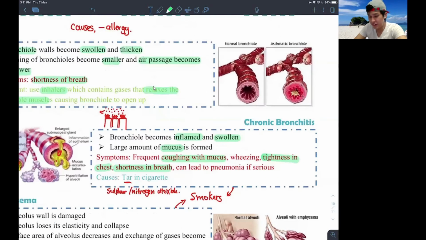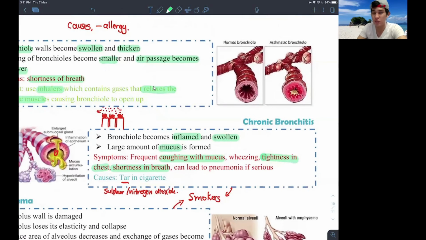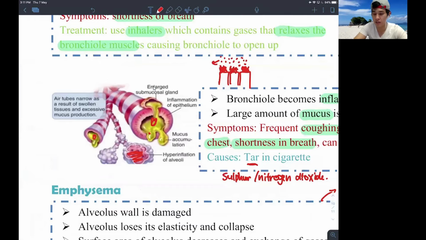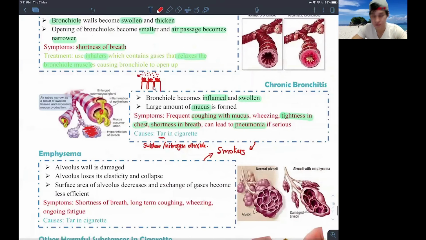And if chronic bronchitis is too serious, it might lead to pneumonia. Pneumonia is a situation whereby your lungs are flooded with mucus. If too much mucus is secreted, it might end up inside your alveolus and the alveolus might flood, so gas exchange cannot occur. So you will die eventually. That's called pneumonia. In Chinese, it's called 飞痰. Pneumonia is also one of the symptoms caused by the coronavirus, because the coronavirus damages your lungs as well.